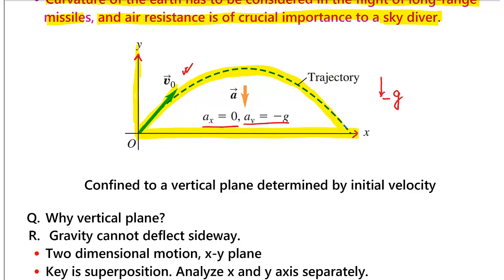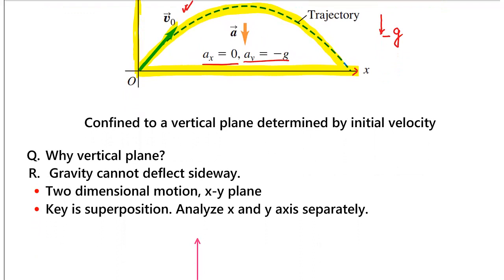So why is this in the vertical plane? Why does this not deflect? Because there is no velocity in this direction. Sideways deflection is not possible, and gravity cannot deflect sideways. So why a vertical plane? Why only one plane, the xy plane? The reason is gravity cannot deflect sideways and there is no sideways velocity. So gravity cannot deflect, and that's why the motion is restrained or contained in one vertical plane, and in this case this vertical plane is the xy plane.